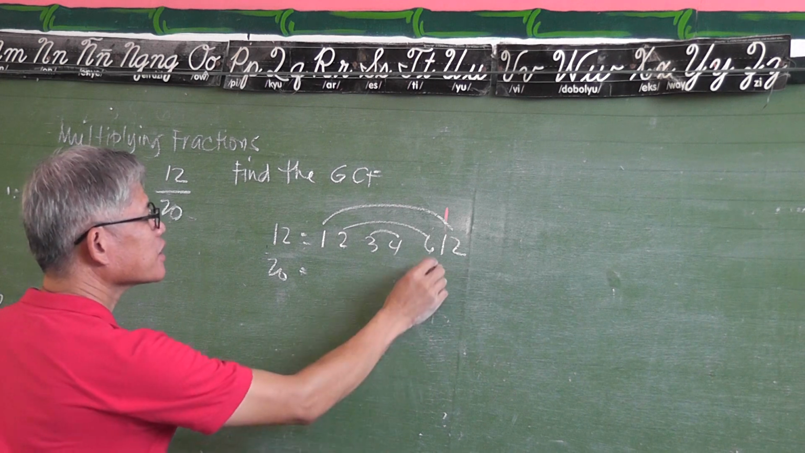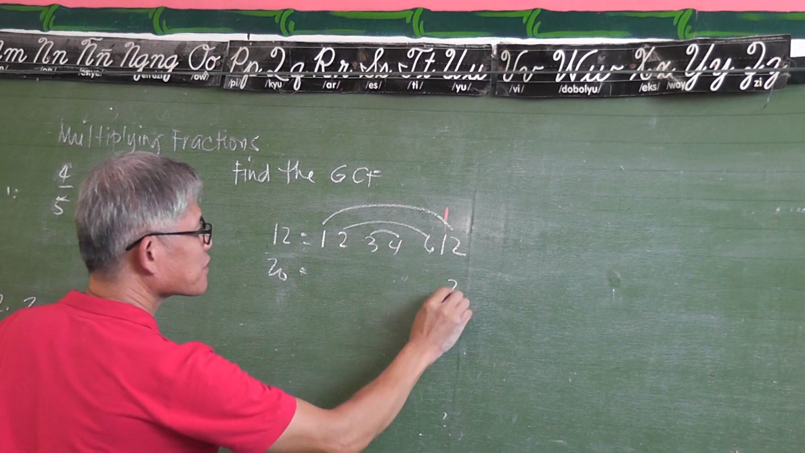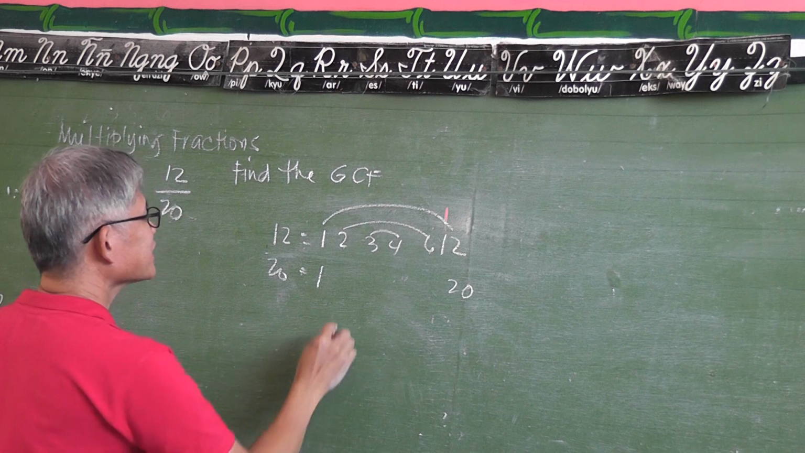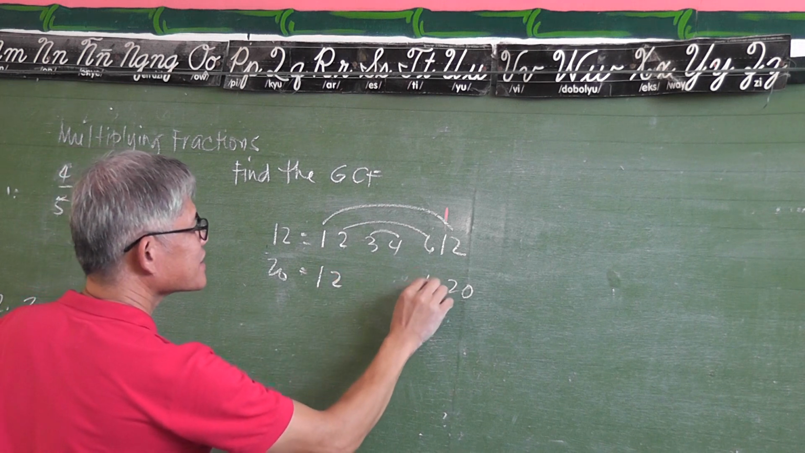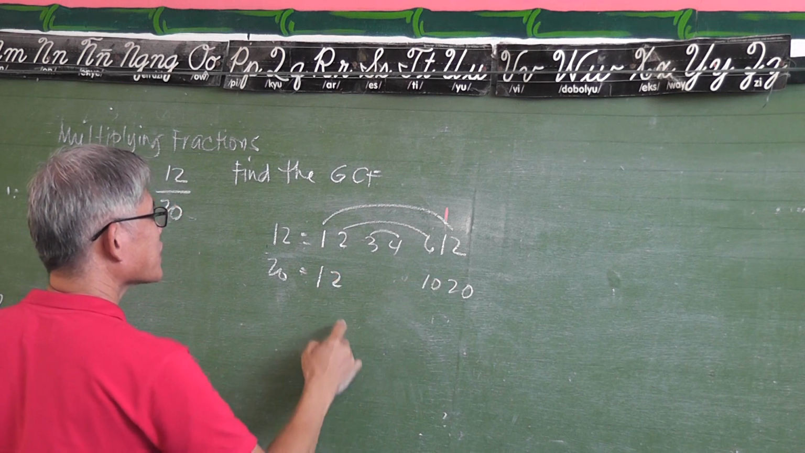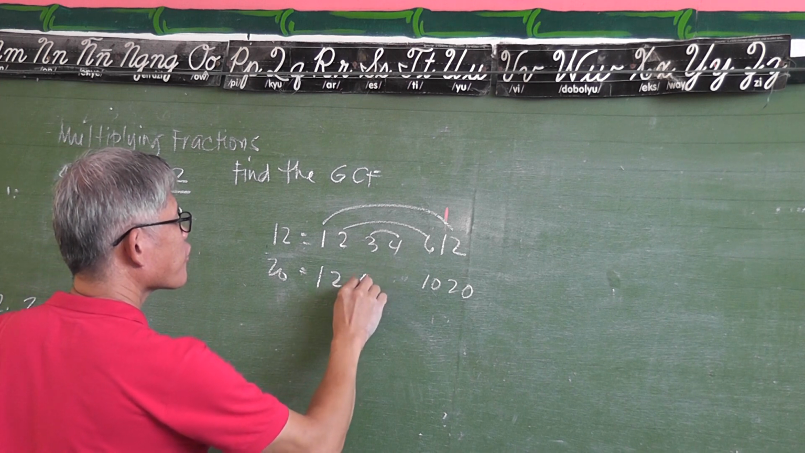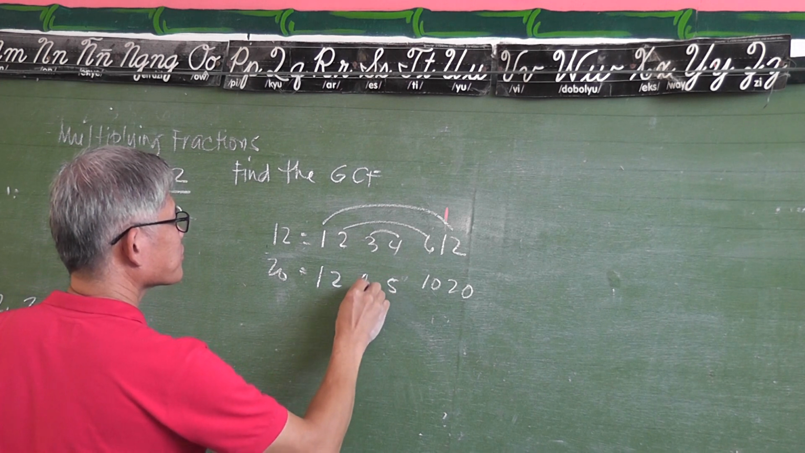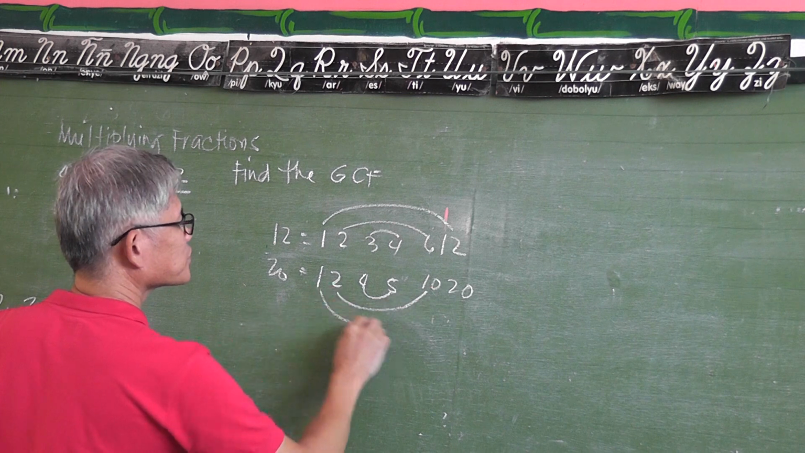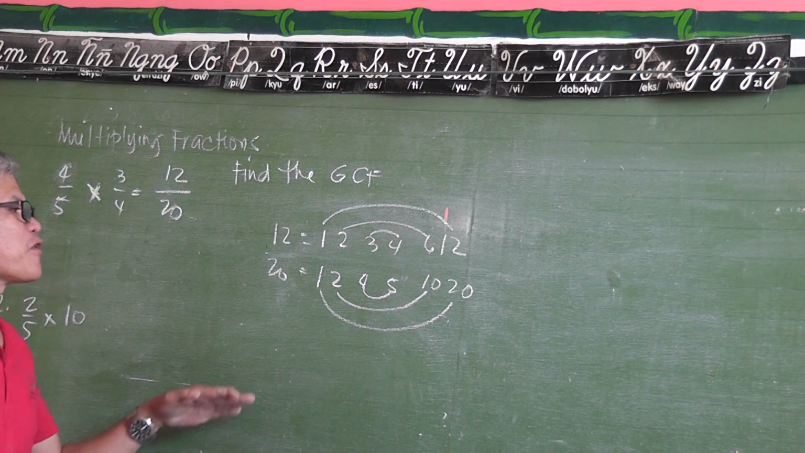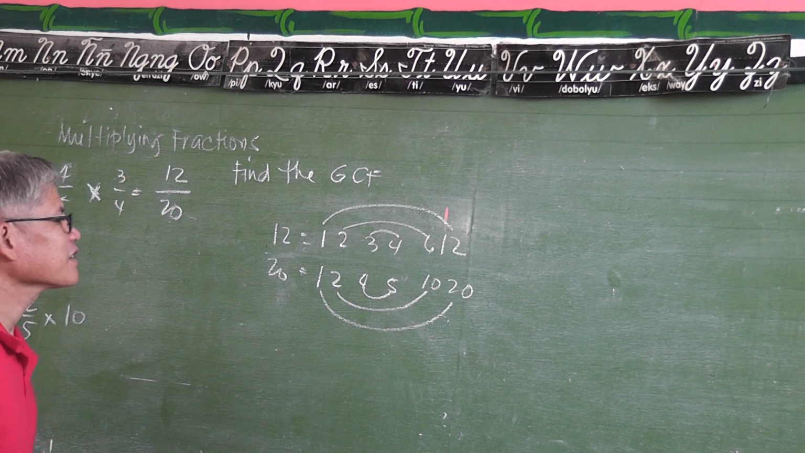I said a while ago, the greatest factor of a number is itself. So 20 and 1. And then 2 and 10. 2 times 10 equals 20. And then 4 and 5. So these are the factors of 12 and 20.